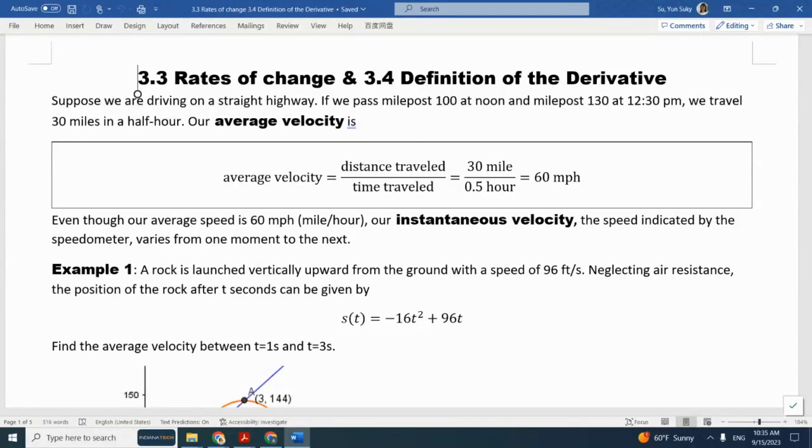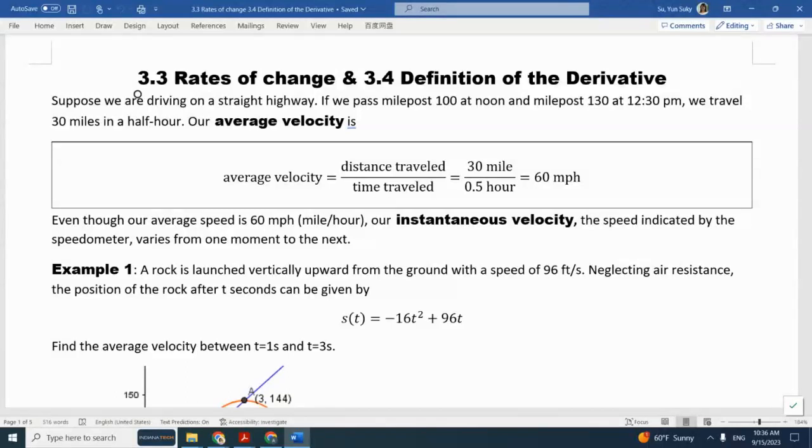Then our average velocity is the distance over time, right? Distance we travel, 30 miles, divided by half hour, so 0.5 hours. So 30 divided by 0.5 is 60 miles per hour. Right? This is the average velocity. But the instantaneous velocity is the speed indicated by the speedometer, which varies from one moment to the next. Do you drive? Do you have a driver's license? Yeah, so you know the average speed and the instantaneous speed. If you look at the number shown on your speedometer, yes.